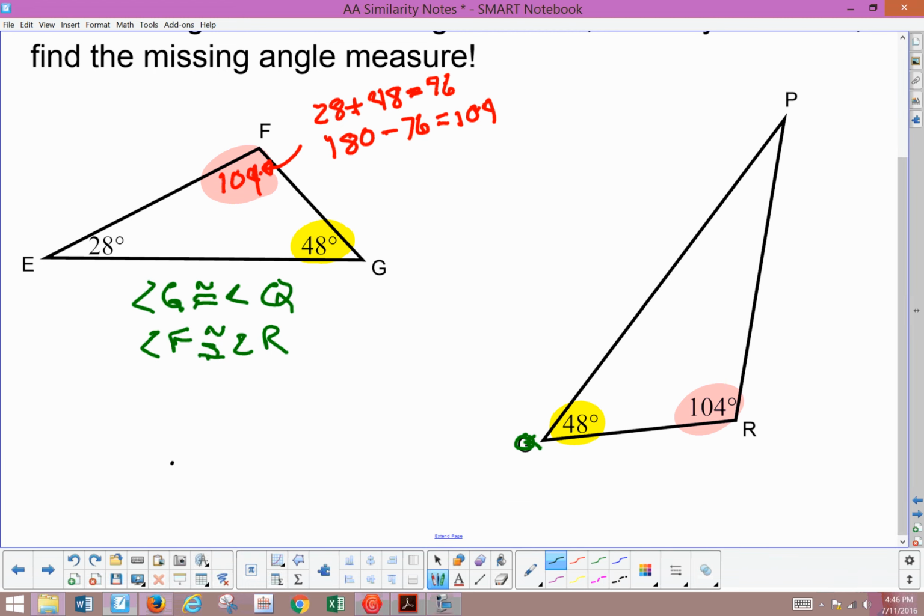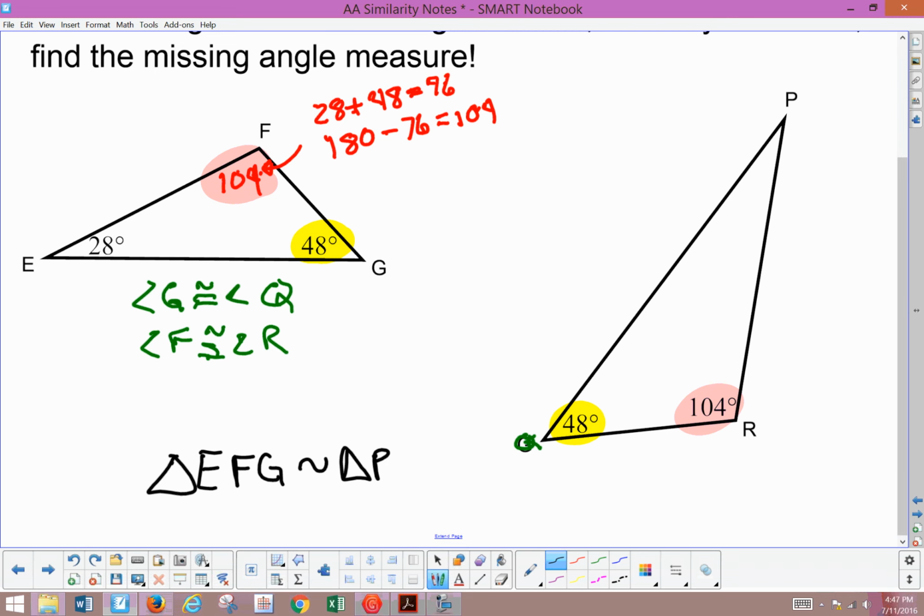Let's make our matchup. Triangle, let's list the one on the left, E, F, G, similar to the triangle. Well, E is not shaded. Which of my angles is not shaded in the figure on the right? Well, that would be a P. So P must be listed first.